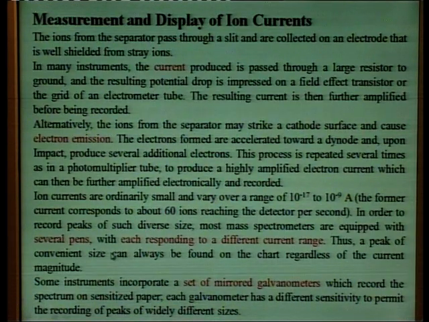In order to record the peaks of such diverse size, most mass spectrometers are equipped with several pens, each responding to a different current range. So, the separate pens give the different peaks, and some instruments have a set of mirrored galvanometers with different sensitivity. So, they give different readings for the different mass and charge ions.